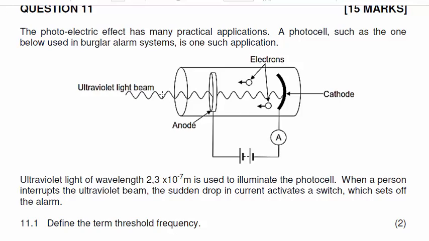But now someone comes and interrupts that beam. They walk past the beam that is being reflected back, and so what happens? There is now an interruption, so there are fewer electrons flowing because you've interrupted one of the beams. There are fewer electrons, so the current is reduced. And so when a person interrupts the ultraviolet, there's a sudden drop in current, and it activates a switch which sets off the alarm. Okay.